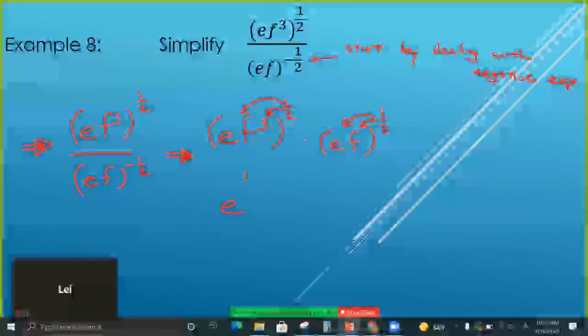So what do we have? We've got e to the half times f to the 3 halves times e to the half times f to the half. Okay, now let's combine our e's and then we'll combine our f's. So just focus on the two e's here. What do we do when we have same bases being multiplied together? What's the shortcut? What's the product rule? What do we do with those exponents? Anyone remember?